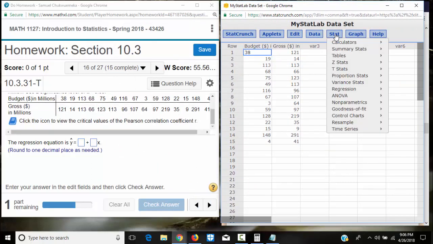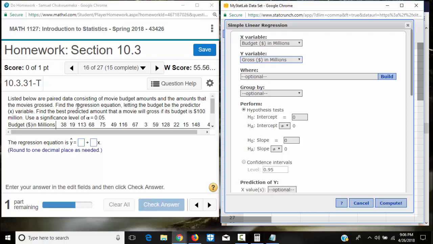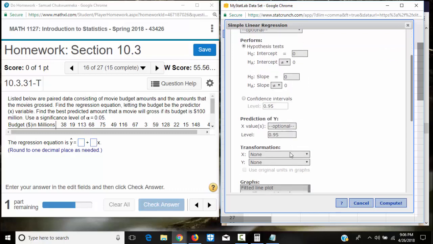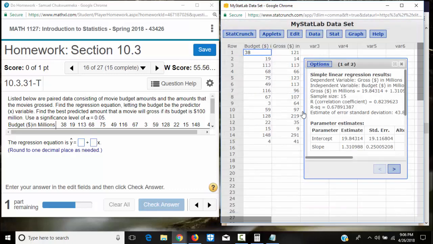And we get start, regression, simple linear. So x variable is the budget, y variable is the gross. Predicted. Find the best predicted amount that a movie will gross if the budget is $100 million. So you come here, put 100, and click compute.